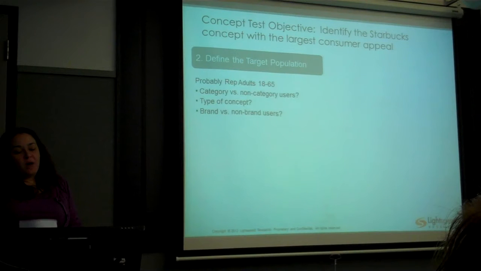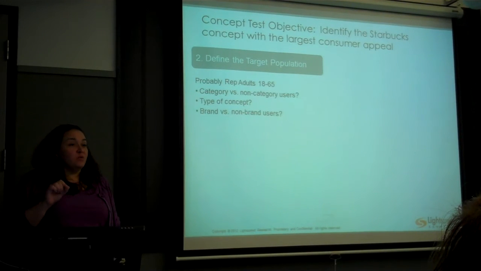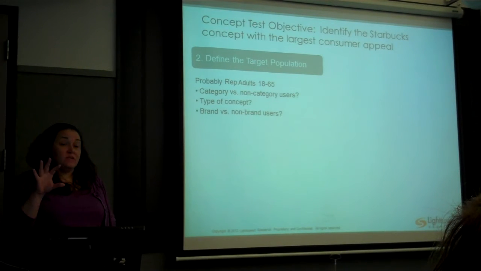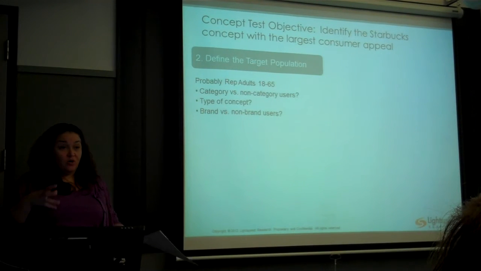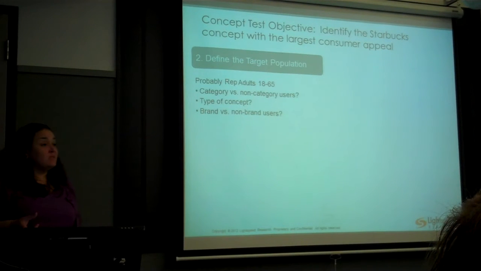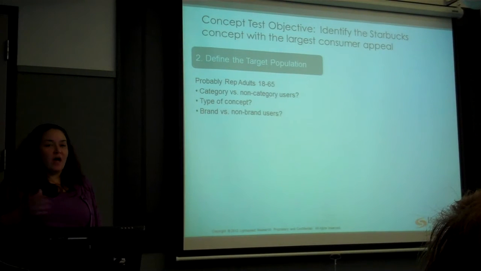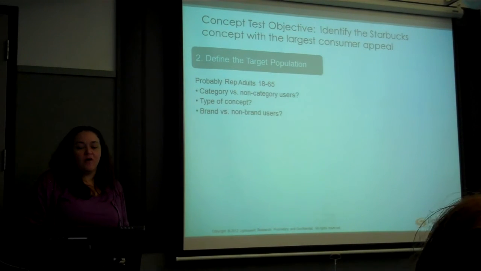So first we're going to define the target population, and I'm guessing it's probably going to be rep adults age 18 to 65. I probably need to know a little bit more about what the concept test is though to make the final call, because one of the big things is to figure out, do I need category users or can I also include non-category users? So with Starbucks, if it's a coffee, you have to be a coffee drinker to like the concept, then you might want to go with rep adults age 18 to 65 who drink coffee. But a lot of the Starbucks stuff appeals to non-coffee drinkers. I'm not a coffee drinker and I go to Starbucks all the time, so a lot of their concepts are appealing to more than just coffee drinkers.